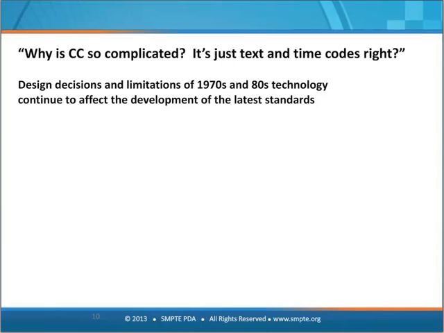Why is closed captioning so complicated? It's just text and timing information. Well, it is, kind of, but the way closed captioning developed, though it was invented in the late 70s, it was first implemented in consumer products in the early 80s. They had to make a lot of clever engineering decisions to make closed captioning work back then. And because we're dealing with so much legacy content, those design decisions continue to affect even the new standards. We can't get away from the old standards.